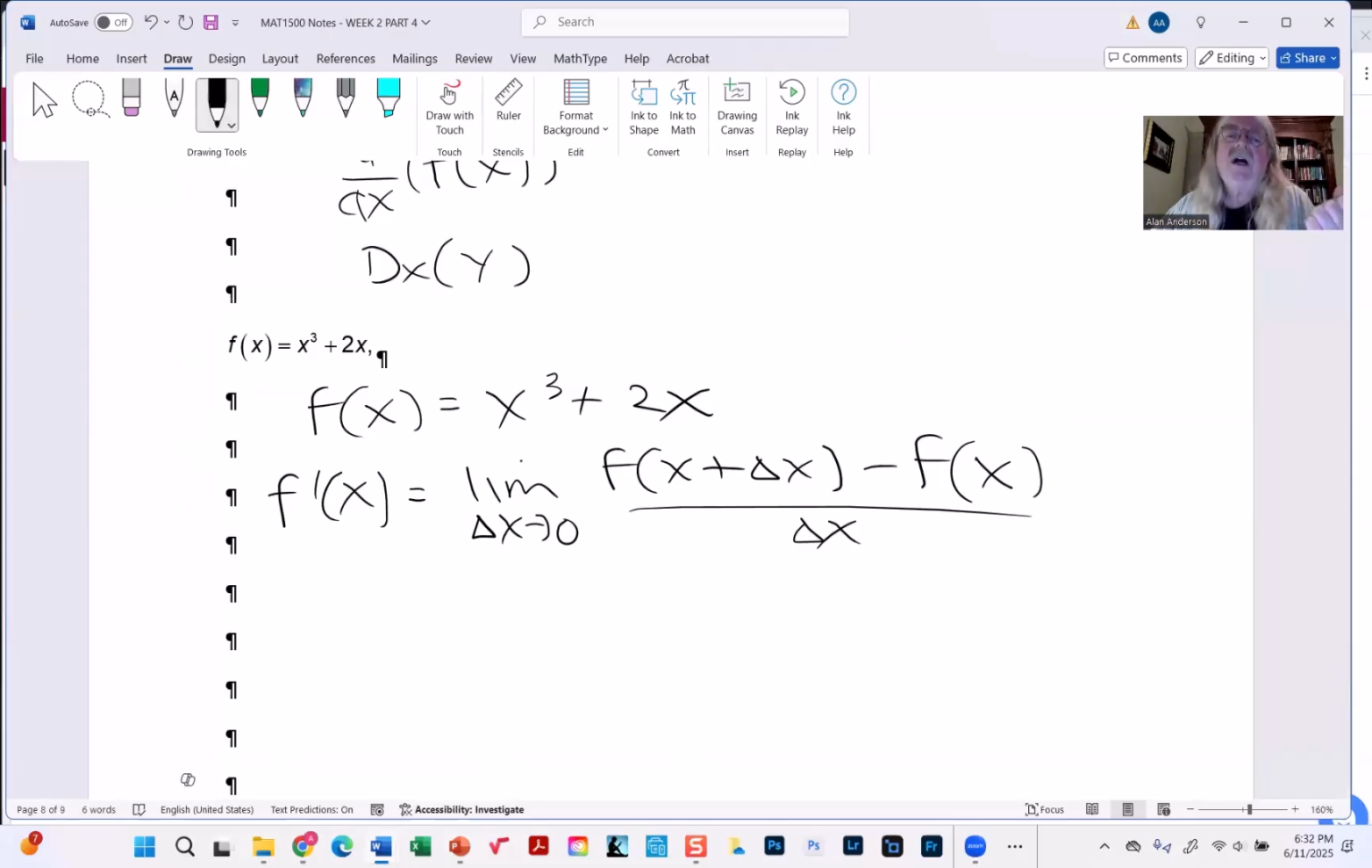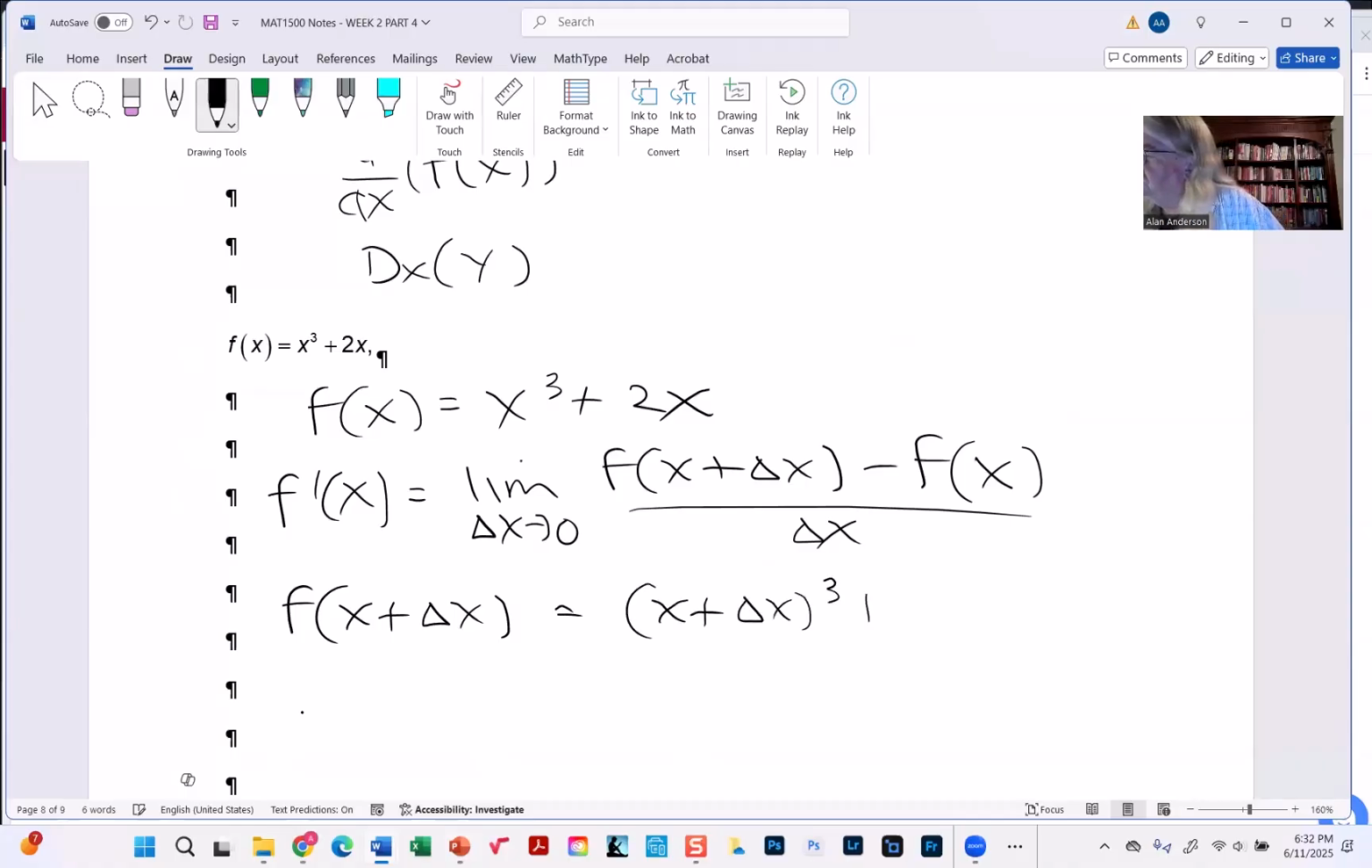All right, potentially at least. What is exactly the meaning of f of x plus delta x? Well, you go at your original function and you replace all the x's with x plus delta x. So here you'll have that. Okay, so that will be this term, f of x plus delta x.